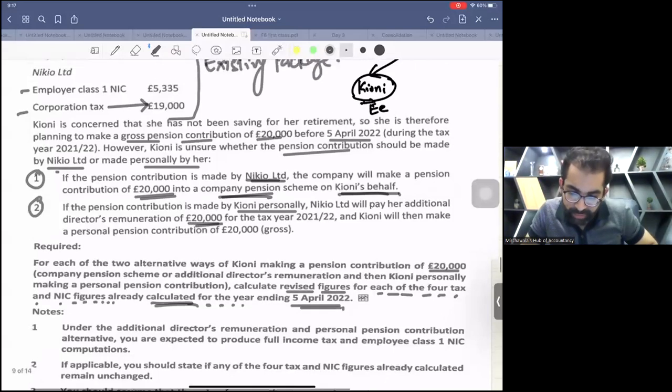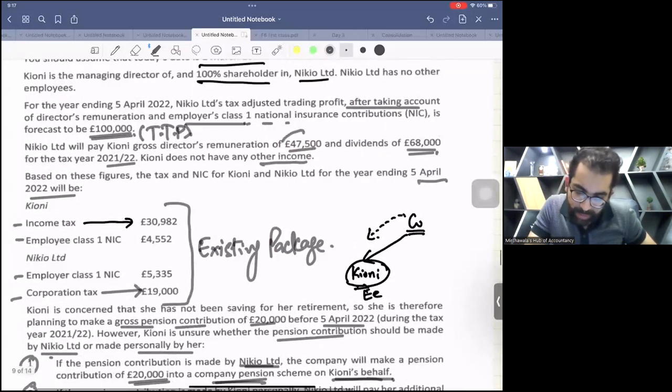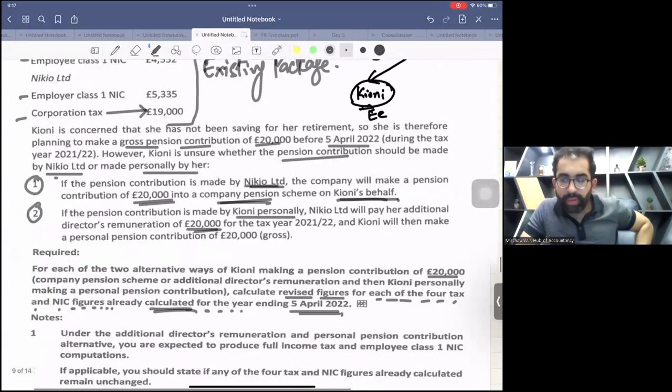What was the existing salary? See, the existing salary was 47,500. Students, you can see this. So now the company will pay more salary of 20,000. So what will be the revised salary? The revised salary will be 67,500.